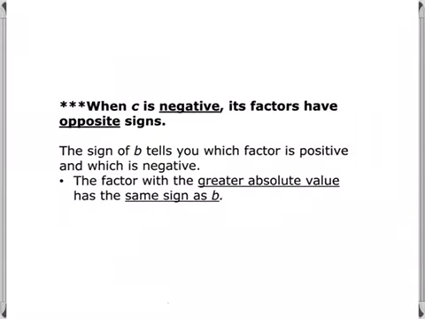All right, so when C is negative, its factors have opposite signs. In this case, the sign of B just tells you which of the factors is larger. So if your C value is negative and your B value is positive, that means the positive factor is the larger number. If B is negative, that means the negative factor is the larger number.